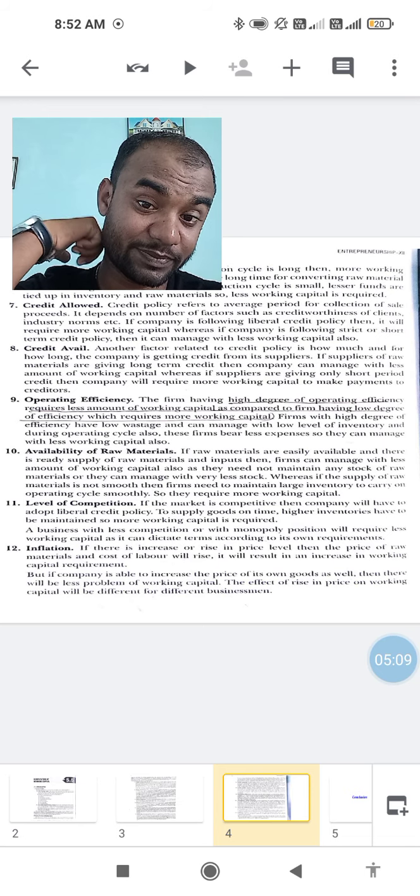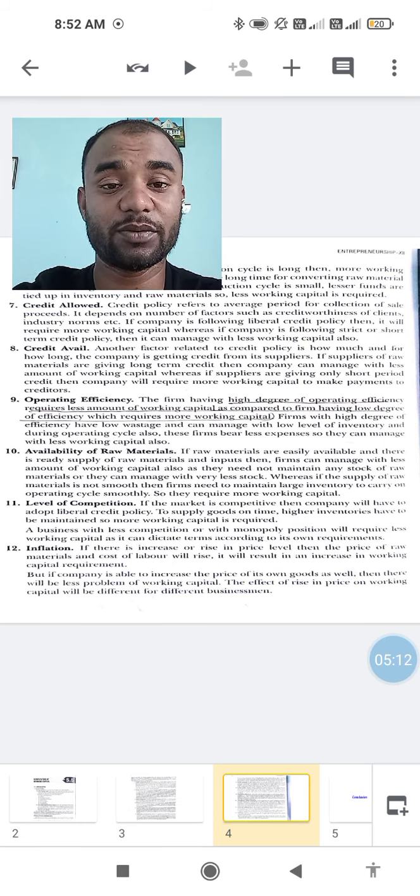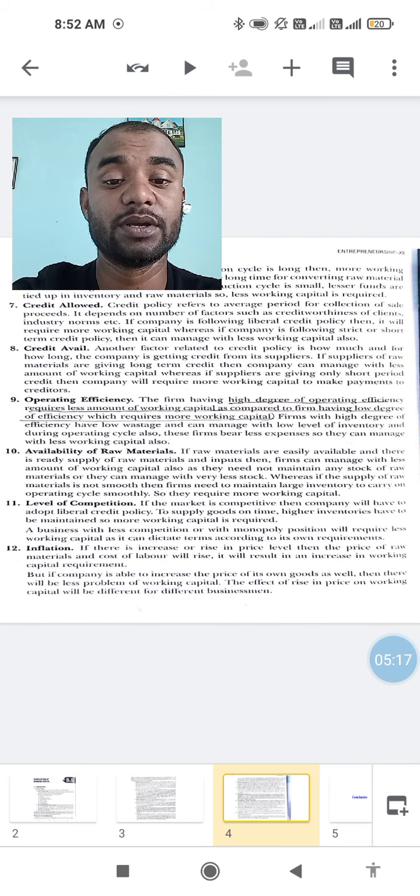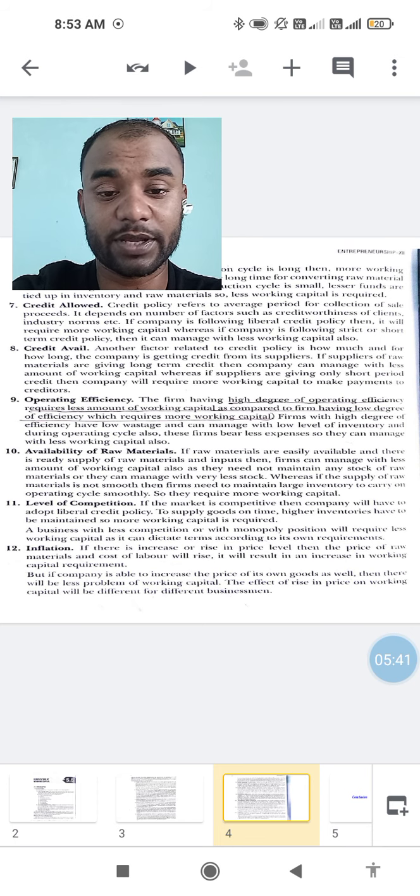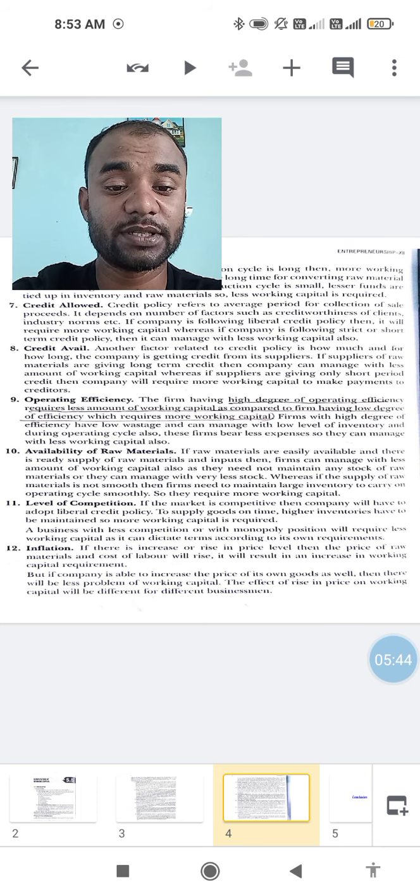Now, the next one is inflation. I know what inflation is. The price goes up, income is less, but the price is going up. If there is a rise in price level, then the price of materials and the cost of labor will rise. It will result in an increase in working capital requirement. But if the company is able to increase the price of its own goods as well, then they will have less problem with working capital. The effect of price on working capital will be different for different businessmen.